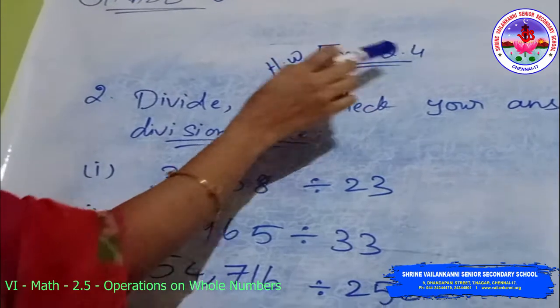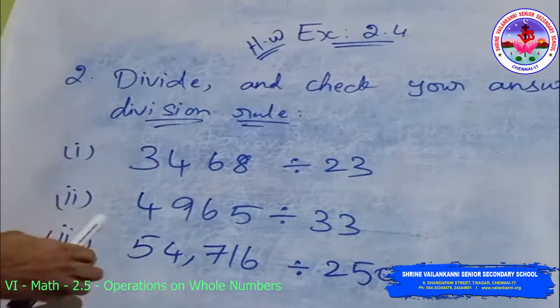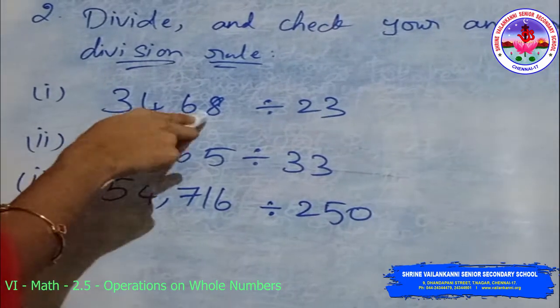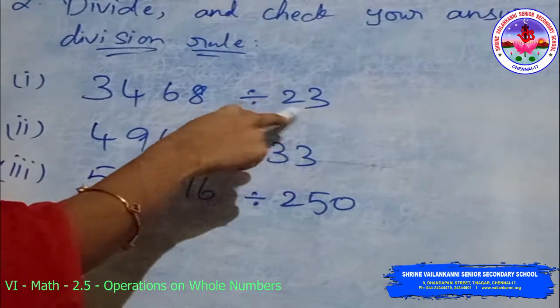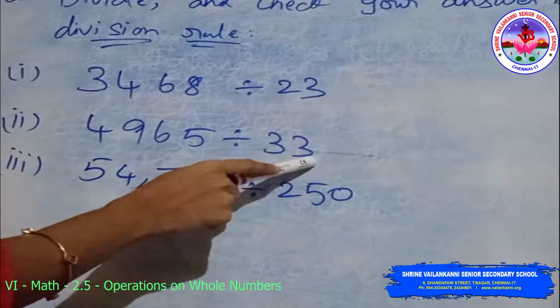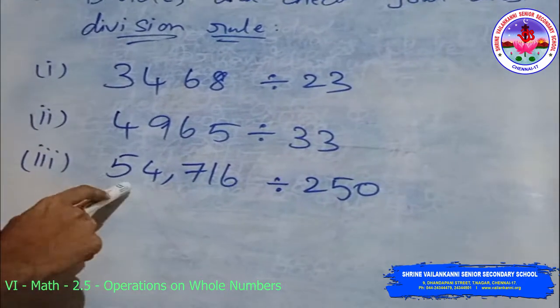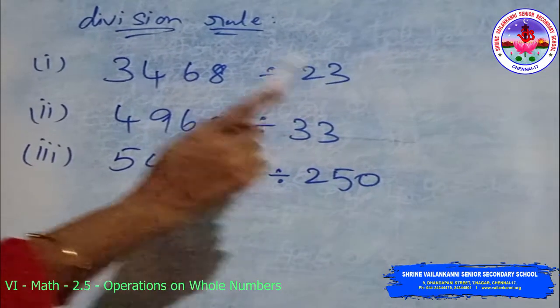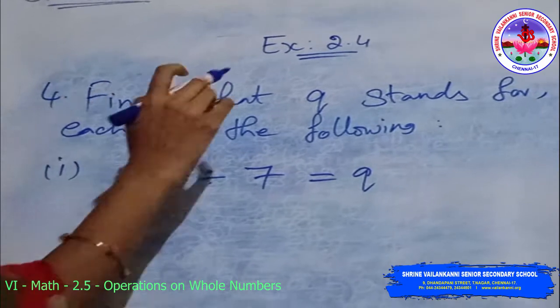Exercise 2.4, homework on the second question. The first one is 3,468 divided by 23. The second question, 4,965 divided by 33. Third question, 54,716 divided by 250.